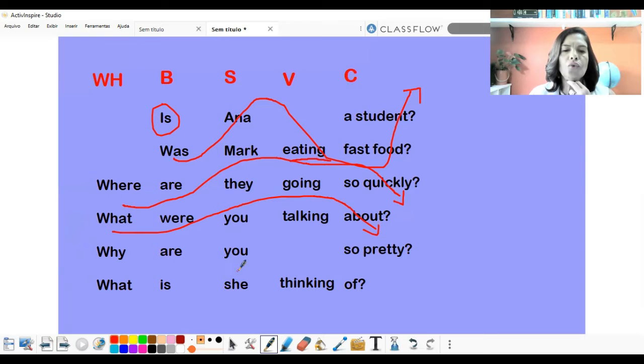Why are you so pretty? So look, I don't have a verb here. Why? Because the verb to be is the main verb in the sentence. It is the only verb. Quando o verbo to be for o único na sentença, certo? Ele é o verbo principal. E se ele for o verbo principal, ele se mexe na frase. Vai fazer pergunta com ele, o verbo to be vai lá para frente, certo?